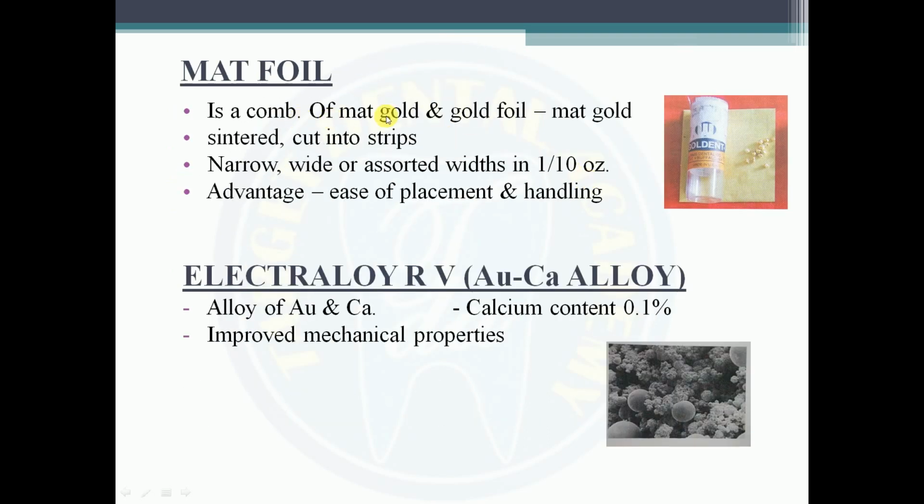It is a combination of matte gold and matte gold foil, that is matte gold. It is sintered, cut into strips. It is narrower, wide or assorted, 1/10 ounce. Advantage is ease of placement and handling. Please read this carefully. It is very confusing but very important as well.